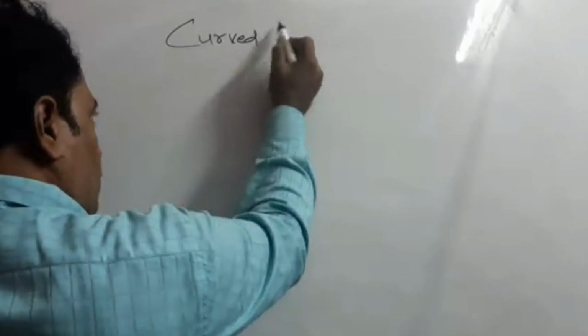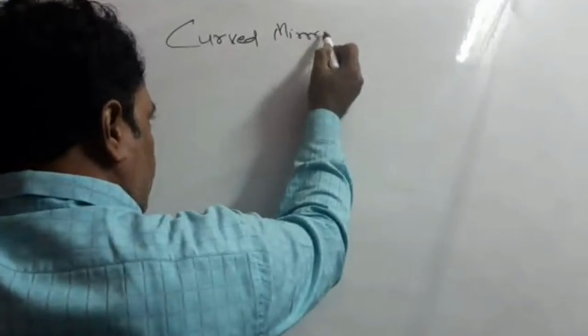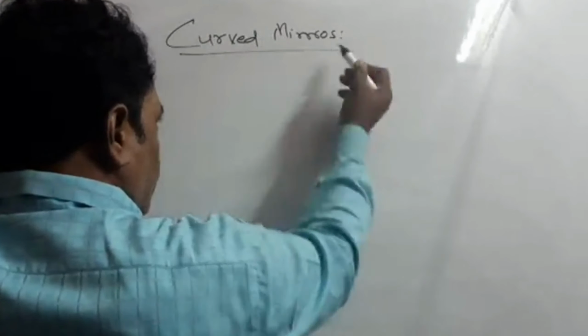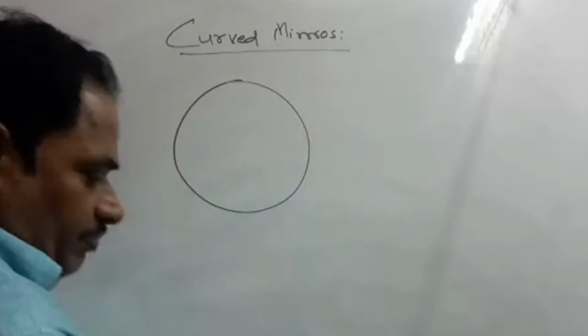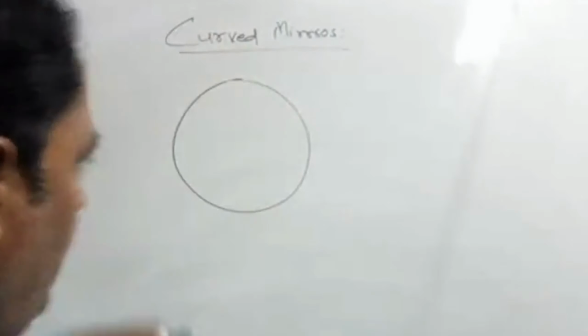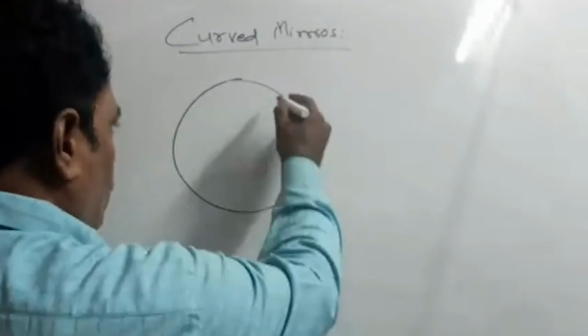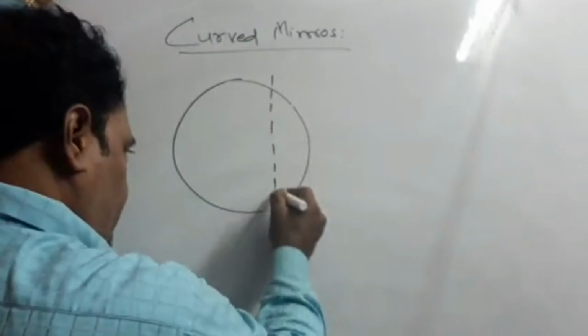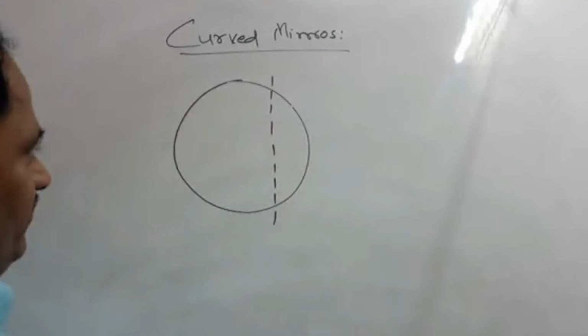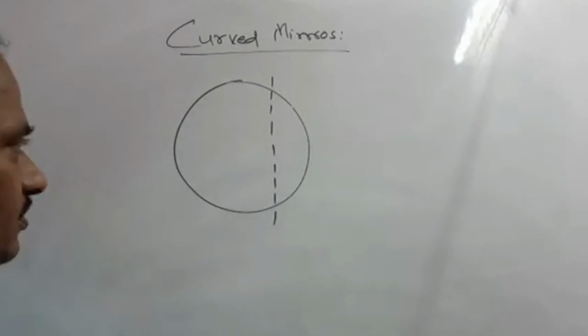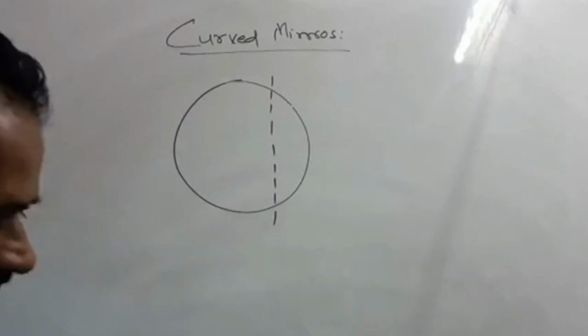Curved mirrors. For example, if you want to consider or assume a spherical glass mirror, that is nothing but a spherical glass mirror. A part of that, if you want to consider, let it be part of that. If you want to section that, then this is nothing but curved. So it is nothing but a curved mirror.